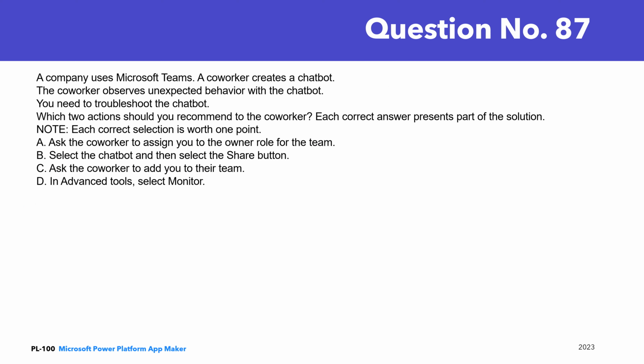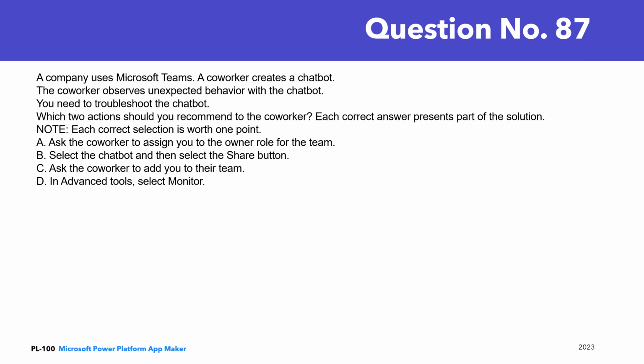A company uses Microsoft Teams. A coworker creates a chatbot. The coworker observes unexpected behavior with the chatbot. You need to troubleshoot the chatbot. Which 2 actions should you recommend to the coworker? Each correct answer presents part of the solution. Note, each correct selection is worth 1 point.